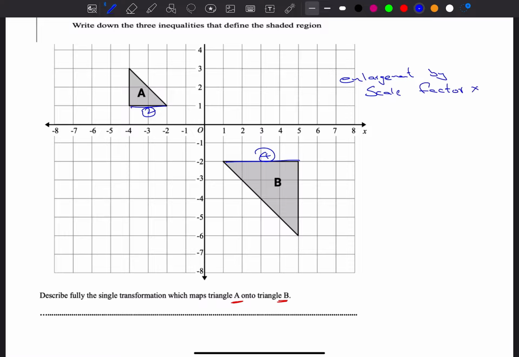So times it by what number? -2. Why is it -2? Because the shape is switched around. This is that way, this is the other way, right? It's turned in. So negative scale factor. This point is the same thing as that point. That point is the same thing as that point. So your center is here. From the center, -1, 0. Okay. Next one.